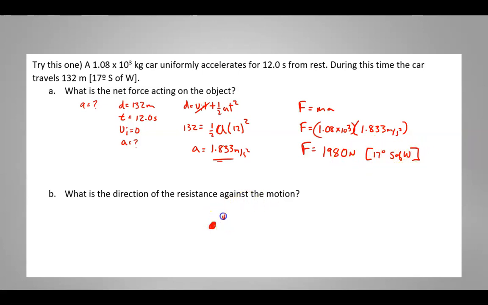So we started at rest, a velocity of 0, and wind up moving 17 degrees south of west, right? Which means that the friction, which opposes the motion, is coming along here, which is going to be 17 degrees north of east. 17, not 70, 17. 17 degrees north of east is going to be the direction of any resistance to that motion, because it's moving in this direction, which means it needs to be opposed in the complete opposite direction.